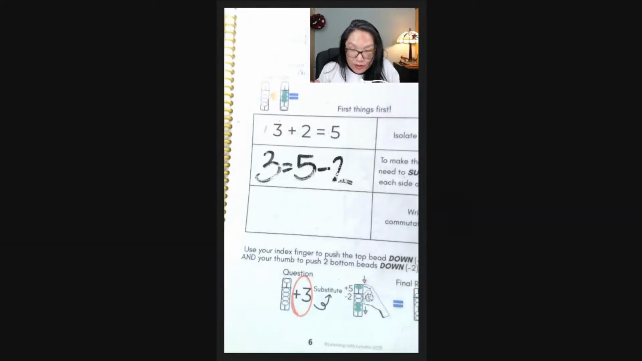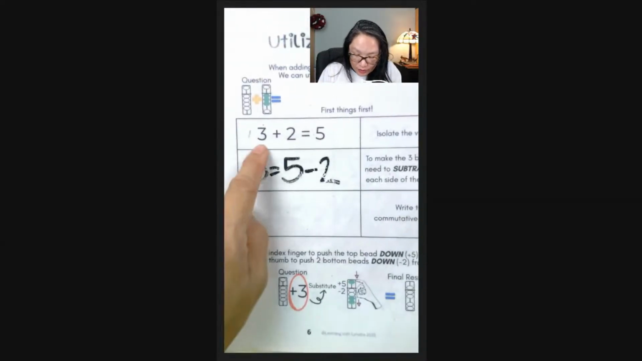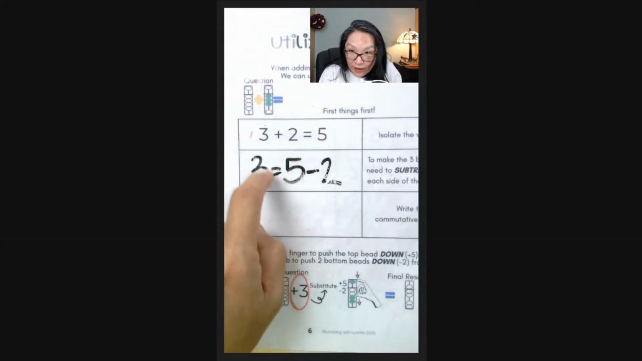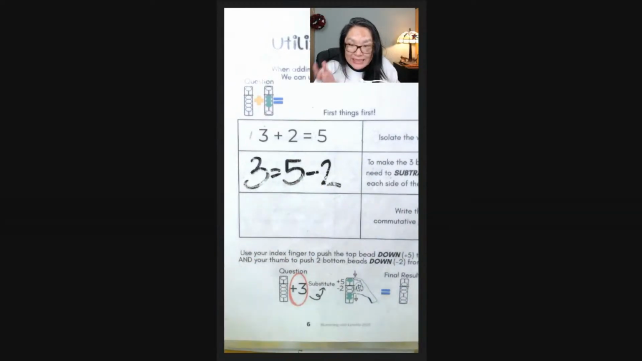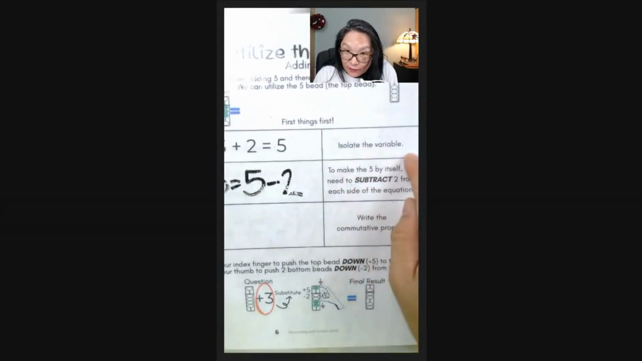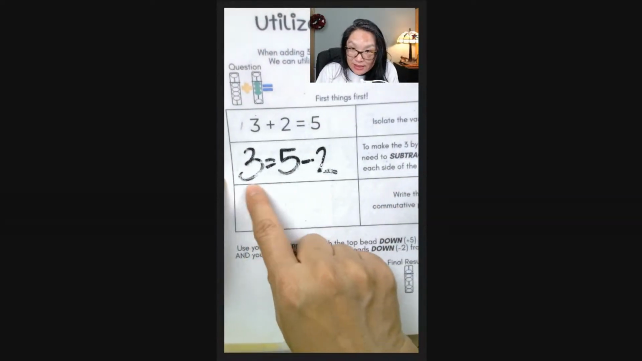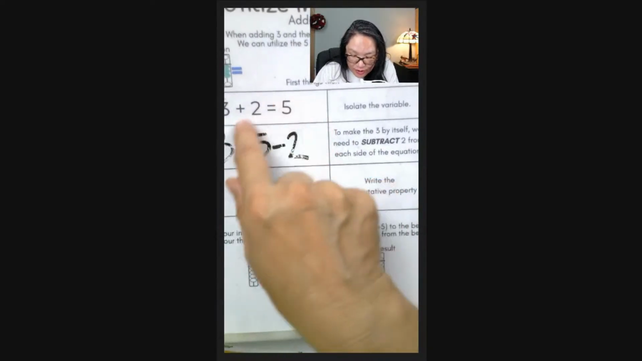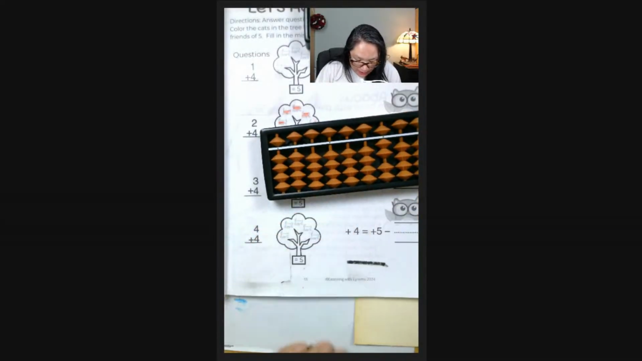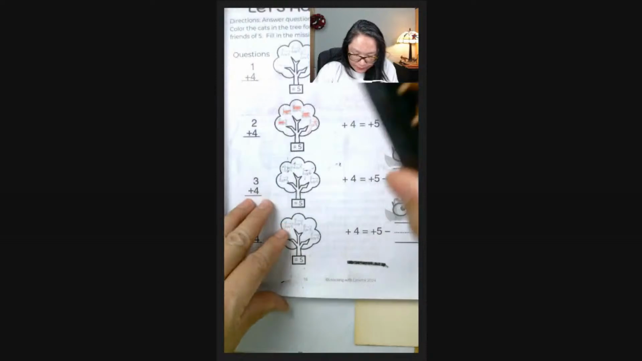We can do it again with the 3. If the 5 is too much, we need to balance it. We're going to isolate the variable and balance the equation, and then we substitute this information. So what does that mean? Well, let's do it again.